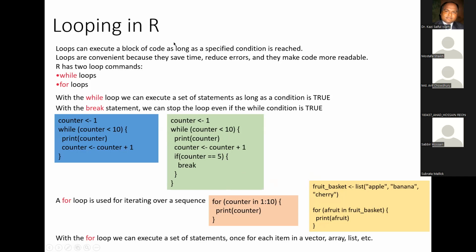So in general, a loop is just kind of repetitive actions. Okay. And we can use loops in 2 ways. Either we can use for loops or while loops. Okay, so let's see how we can do that in R practically.